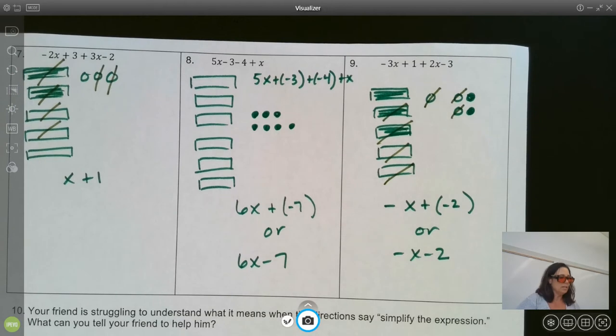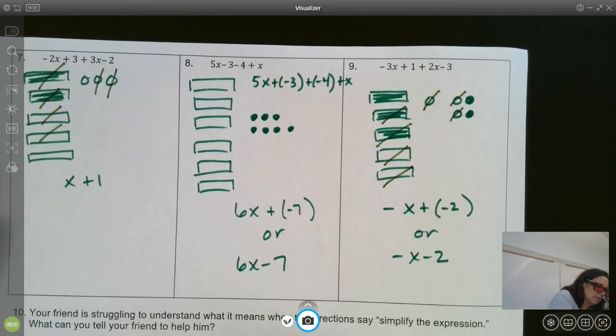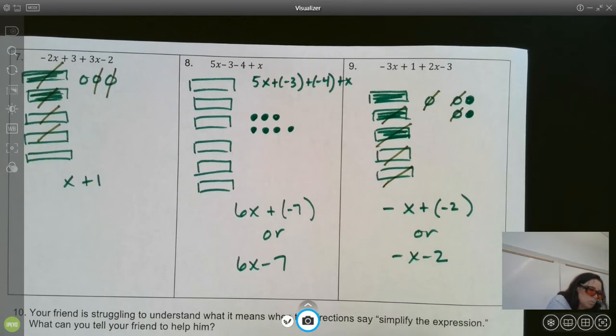All right, number 10. Your friend is struggling to understand what it means when the directions say simplify the expression. What can you tell your friend to help him? All right, so what we could say is find like terms and use commutative, associative, and substitution properties to combine.